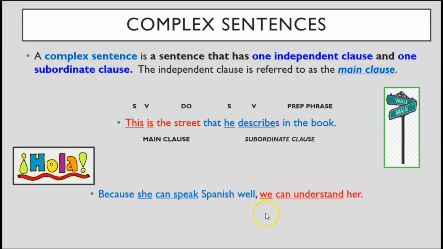We could also do it the other way around. So we have the subject in the subordinate clause here, she, and the verb can speak, a direct object Spanish, but again, without the red, it doesn't make sense. The red, the main clause, we as the subject, can understand is our verb, and her is our direct object. This could stand on its own. We can understand her. It doesn't need the other part, but the blue needs the red. Okay? And that's why they're considered unequal.